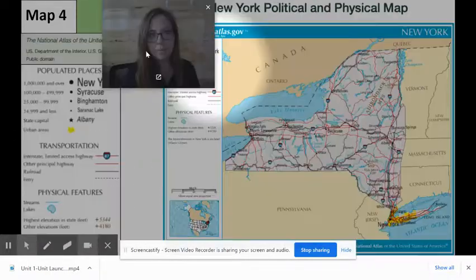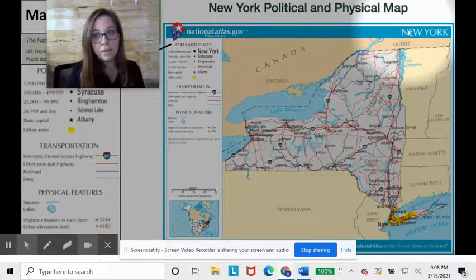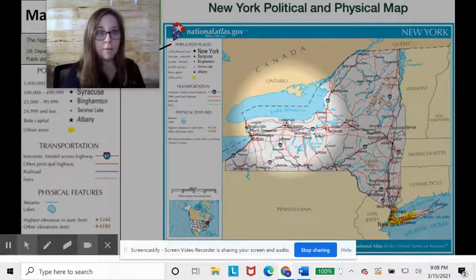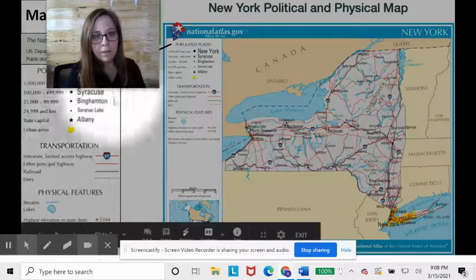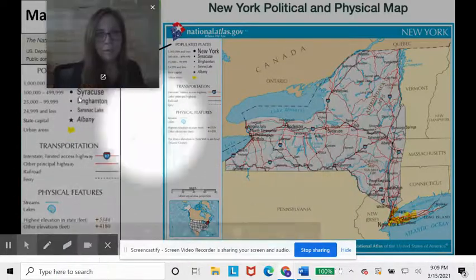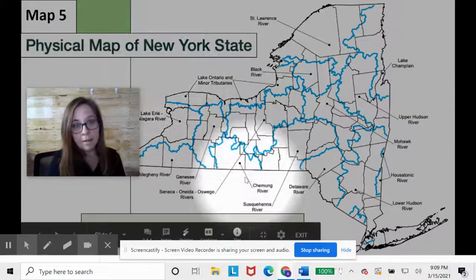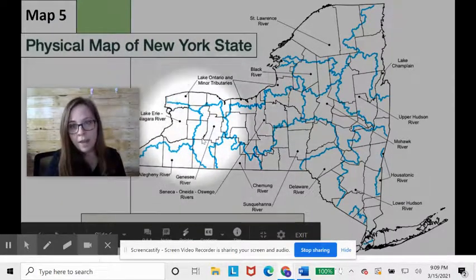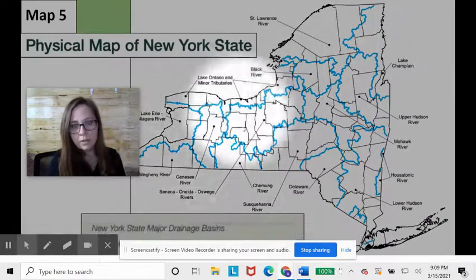On this map, we see that it's a political and a physical map. So a little bit of both. It's a hybrid map. If we read the legend, we have transportation as well as those physical features. The next map that might be of interest to you is the physical map of New York State. So on this map, we see the physical features and we're also seeing those boundaries again.